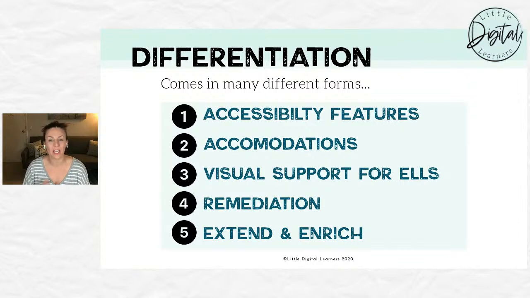Okay, so differentiation comes in many different forms. Accessibility features would be one. This is primarily for Apple devices, at least the tutorials I'm going to show are for Apple devices. I'm a big advocate for Apple devices, but if you are using Microsoft, there are similar features such as this. You just have to seek them out. Then accommodations, what we can do in the classroom to accommodate our learners' different needs: visual supports for ELs, English language learners, as well as our struggling readers, remediation and intervention, and then extending and enriching. All of these are possible because of technology.